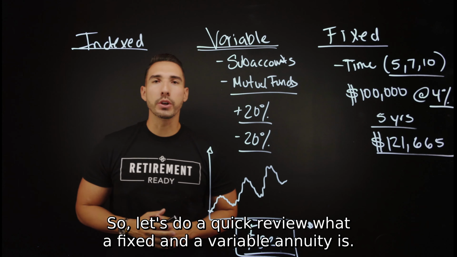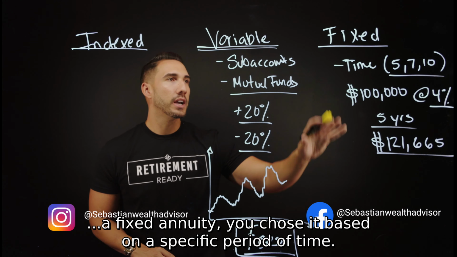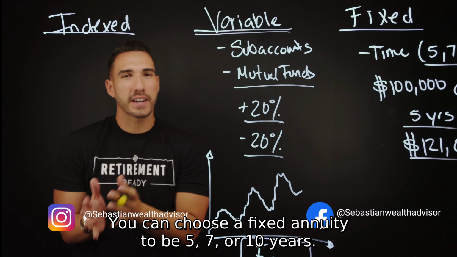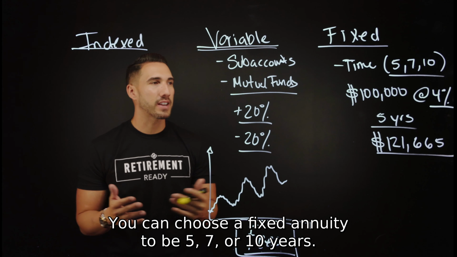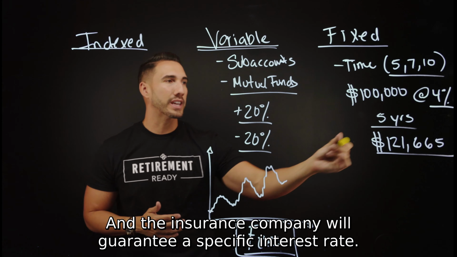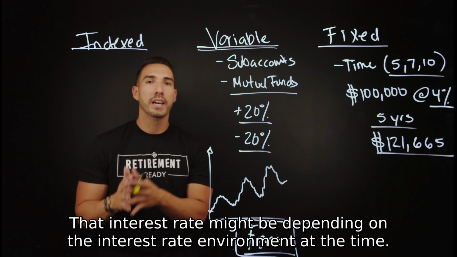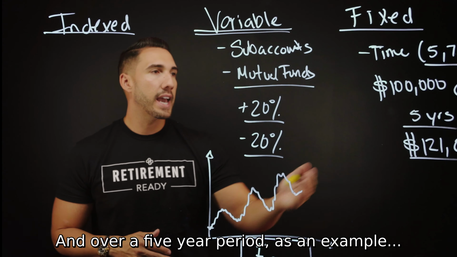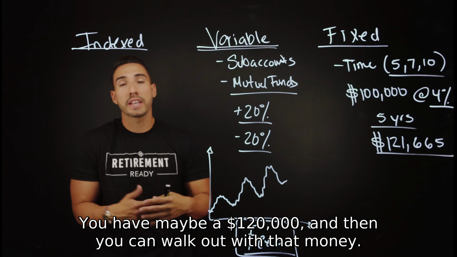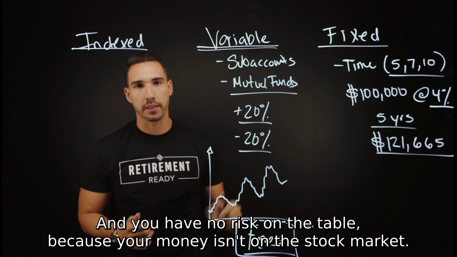So let's do a quick review of what a fixed and a variable annuity is. As I mentioned in the previous video, a fixed annuity, you choose it based on a specific period of time. You can choose a fixed annuity to be 5, 7, maybe 10 years. You can deposit, say, $100,000. An insurance company will guarantee a specific interest rate. That interest rate might vary depending on interest rate environments at the time. And over the 5-year period, as an example, you'll have maybe $120,000, and then you can walk out with that money and you have no risk on the table because your money's not in the stock market.